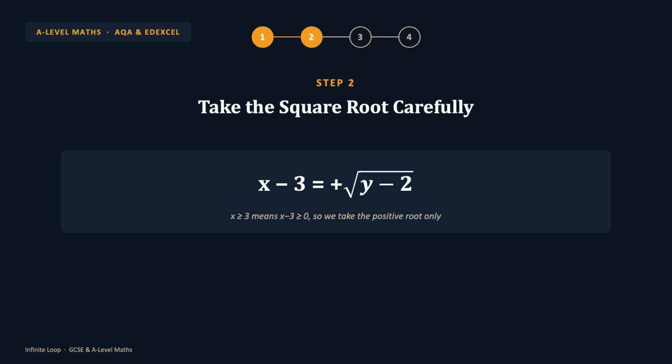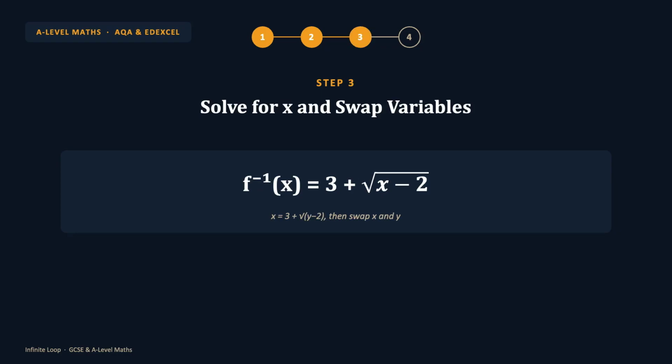Since x is greater than or equal to 3, x − 3 is never negative, so we only take the positive square root. Solving for x gives us x = 3 + √(y − 2). Swapping x and y, our inverse function is f⁻¹(x) = 3 + √(x − 2).